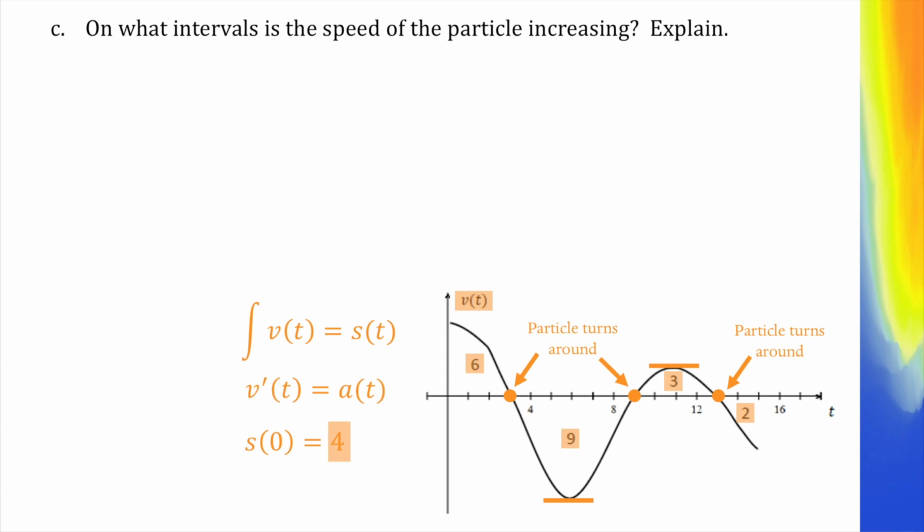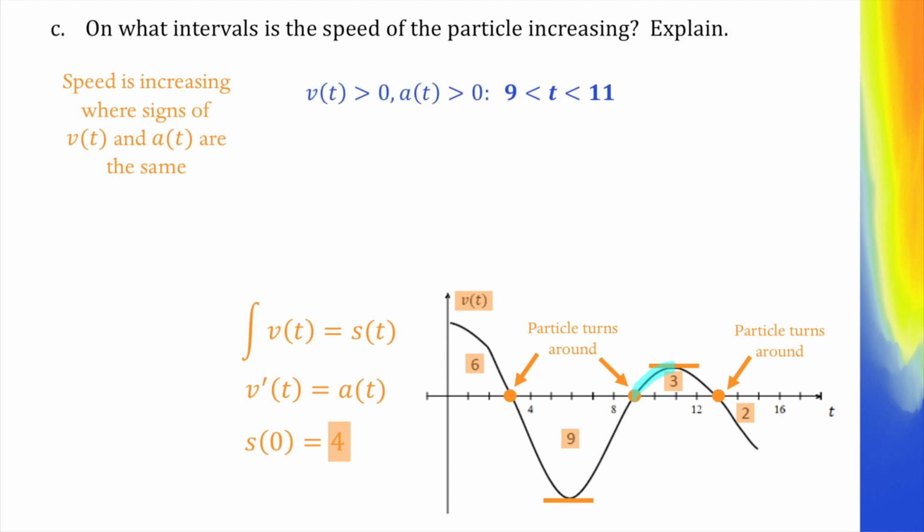On what intervals is the speed of the particle increasing? Now recall, speed is increasing where the signs of velocity and acceleration are the same. So let's go positive first. Whenever velocity and acceleration are both positive, that's just this little guy right here. Velocity is above the x-axis, and there's a positive slope. That's acceleration. So just between 9 and 11.